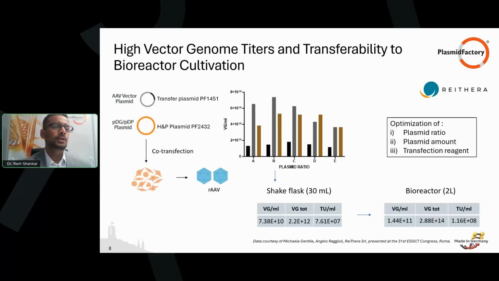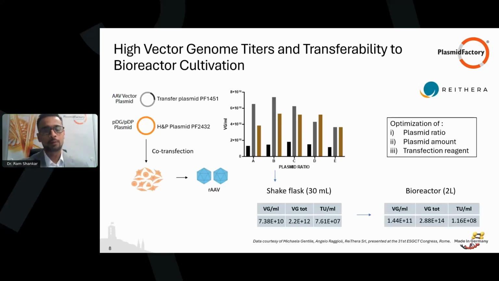And the results that they achieved were interesting. If you see the shake flask cultivation, you have about 10 to the 10 vector genomes per milliliter, which is actually quite in the range of what you would expect in the field. So this is in no way a compromise in the vector yields that you would see. And importantly, they were successful in transferring this into the bioreactor cultivation. You see the vector genome yield actually increased a bit, about twice. So this might still be within the limits of variation, but it is important to know that this was consistent, it was maintained, and it was actually slightly increased.